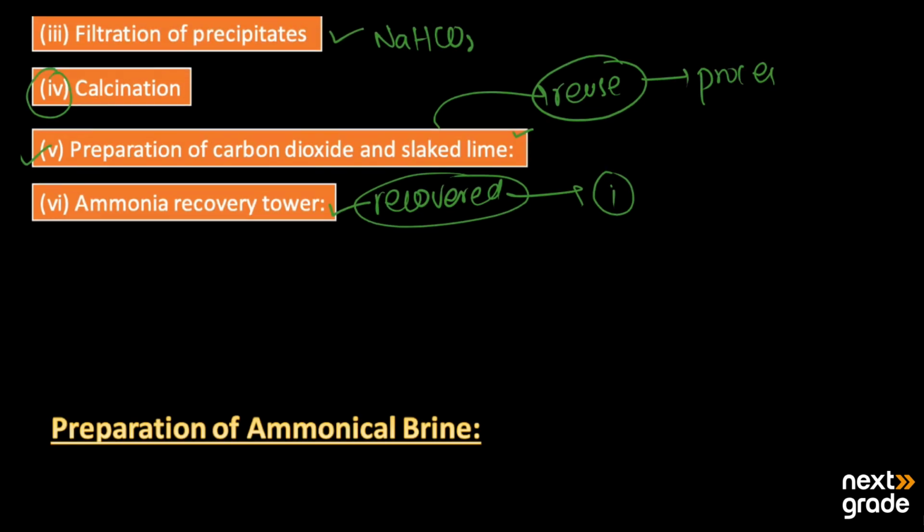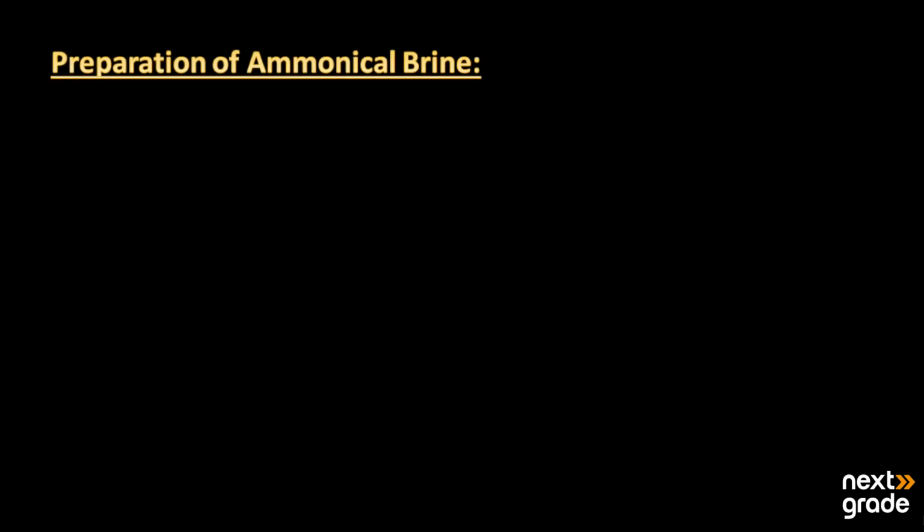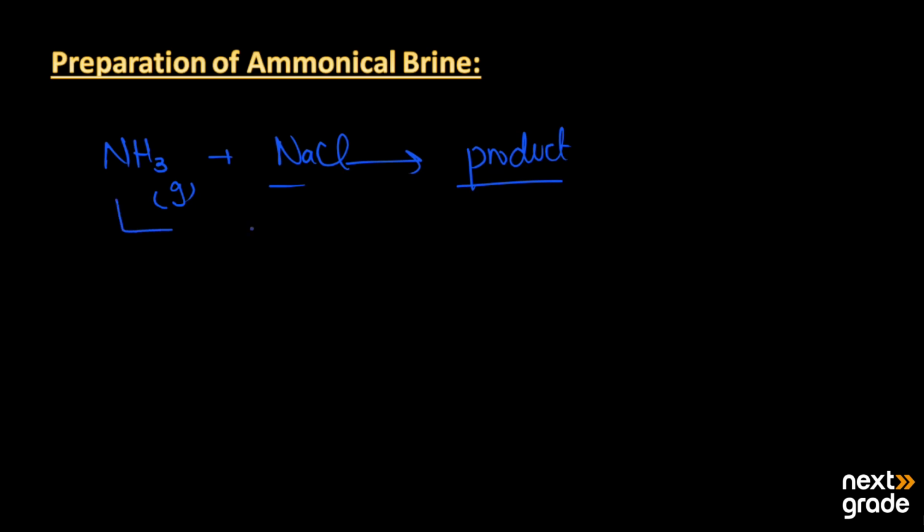So let's have a look at all these steps one by one and what the main reactions involved in this process are. The first step is the preparation of the ammoniacal brine. How does it happen? We have the ammonia gas. When it reacts with sodium chloride, we get the product known as ammoniacal brine. The product we gain is the mixture of both these substances, and this is known as ammoniacal brine.